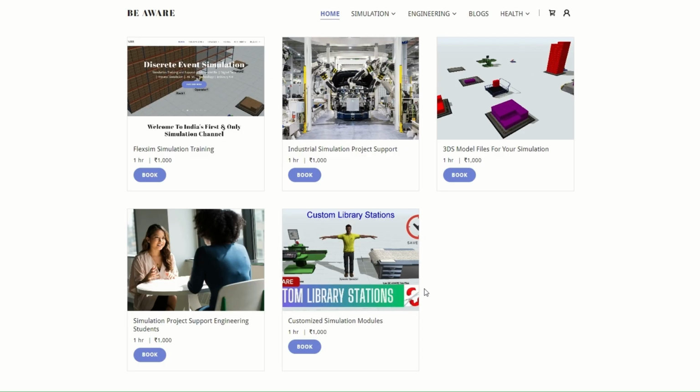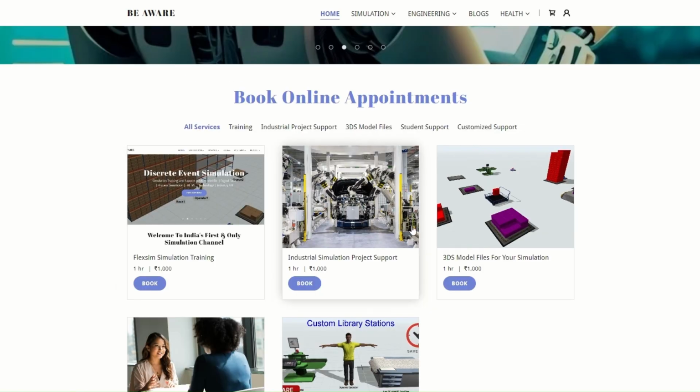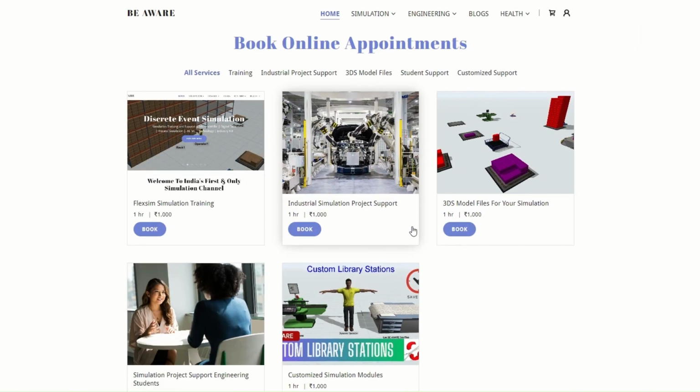Then if you want the customized simulation model for your industry simulation projects, for your engineering projects, we can provide you customized simulation modules. So to know this in detail, book appointments now. There are very limited slots available, and the fastest thing you need to do is book online appointments.